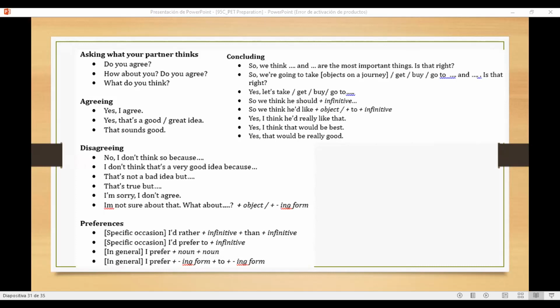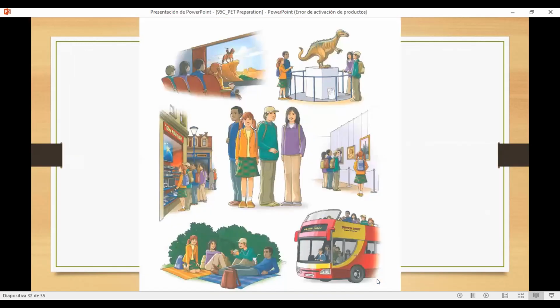Okay, you have both phrases on your screen. Pay attention, guys, what we're going to do next. Pongan mucha atención a lo que va a ir a continuación. Next, you have this image. A continuación, ustedes pueden ver esta imagen. Right? Aquí tenemos una imagen. Como la que ustedes pueden tener en la parte 3 del speaking.